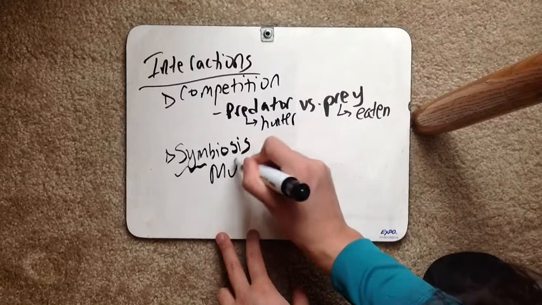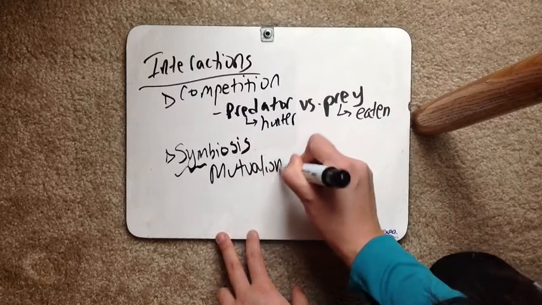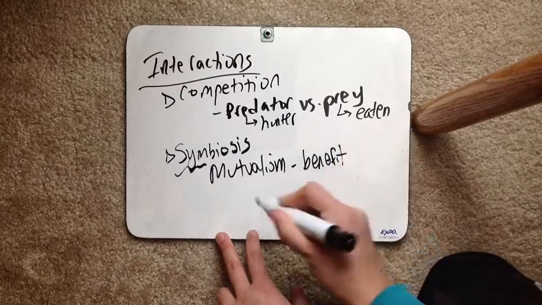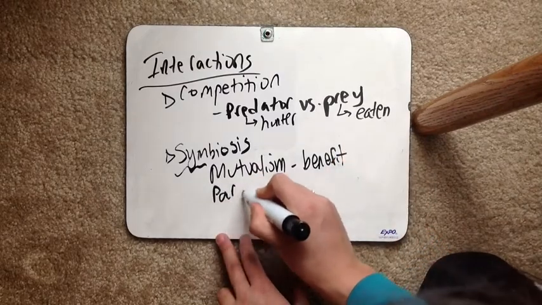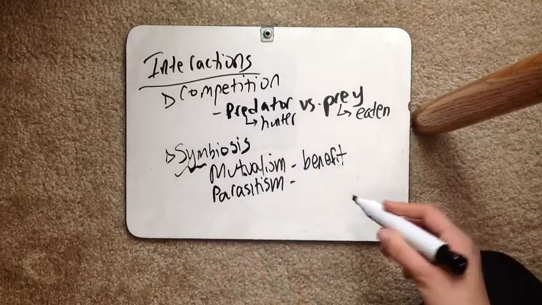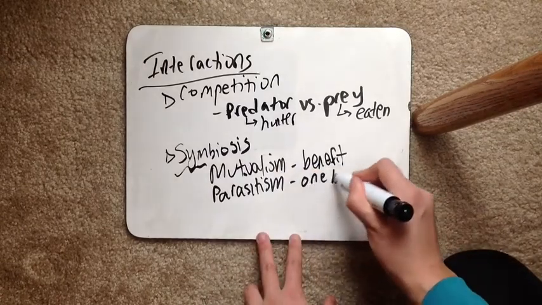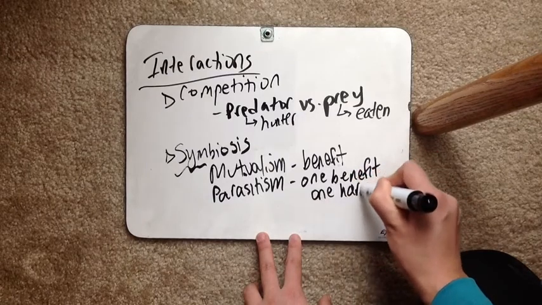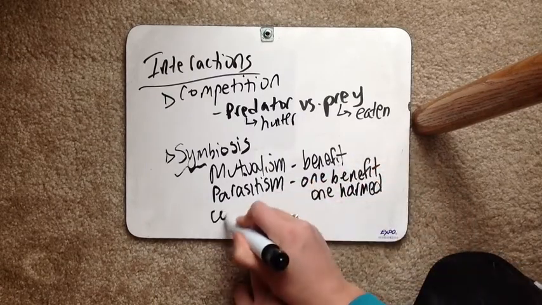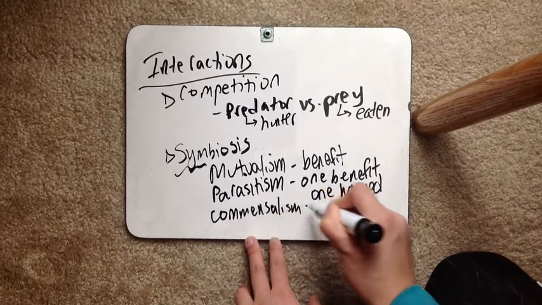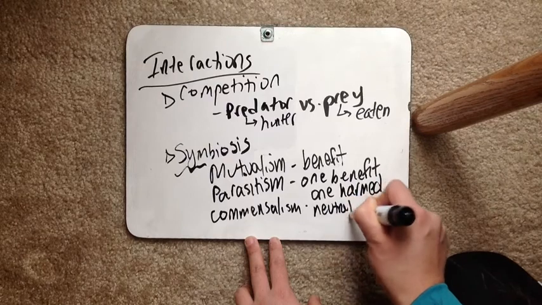There's mutualism, which means that both benefit. There's parasitism, which I'll include a clip on. Parasitism has to do with one benefit, one harm. And lastly, there's commensalism, which is basically a neutral example between 2 organisms.